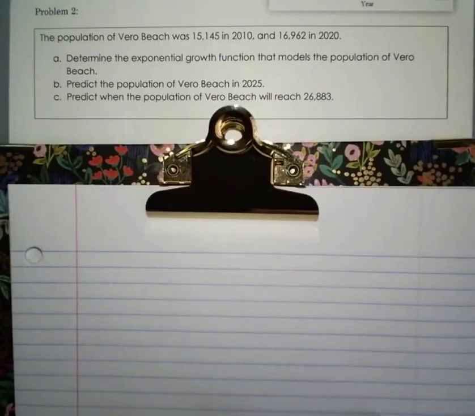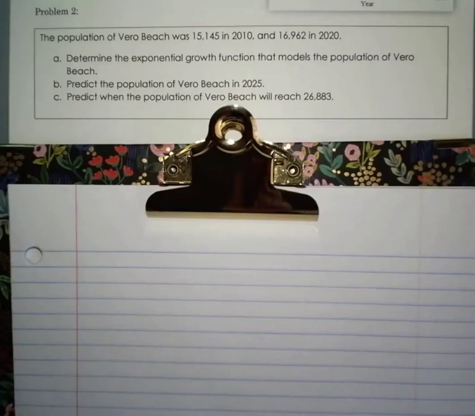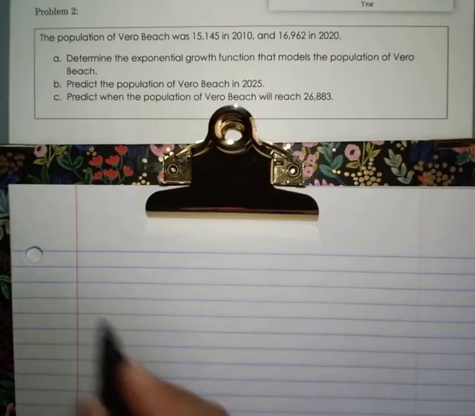So let's do another one. This time it's the population of Vero Beach, which was 15,145 in 2010. And in 2020, it was 16,962. Now, if we've got the two dates and the two populations, we can calculate that growth function. We know it's a growth. We know it's increasing. We know it's going to be a positive exponent then. And we know the time, and we know the difference in the two populations, so we should be able to calculate our growth function. And that's the first thing they ask us to do.